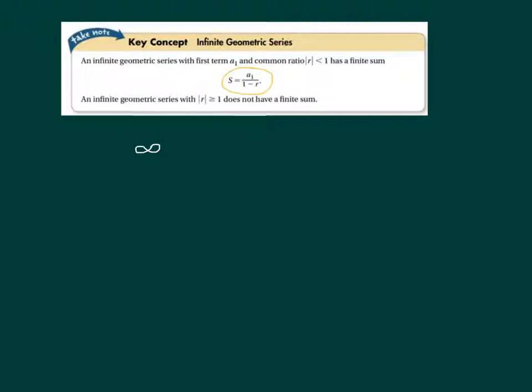The thing is, we need to know that the sum exists, and the sum for an infinite geometric series exists if and only if the absolute value of r, the common ratio, is between 0 and 1. Okay? And when we say infinite, what is it that's infinite? The number of terms. The number of terms goes on forever. But we can only find that sum if the absolute value of r is between 0 and 1.